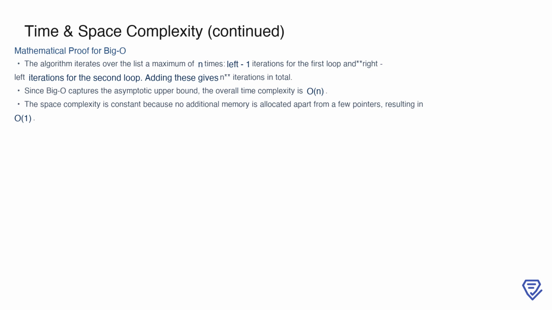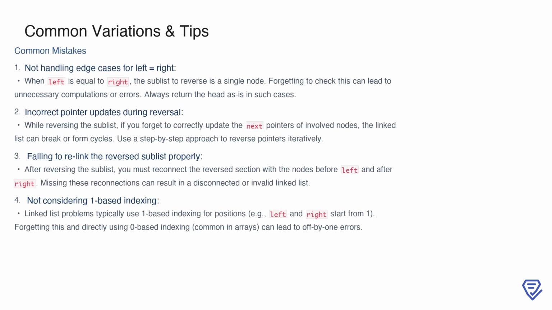As for space complexity, the algorithm uses only a constant amount of memory, as no additional data structures are allocated beyond the pointers used for manipulation. This confirms that the space complexity remains O(1). When working on this problem, there are a few common mistakes to watch out for.